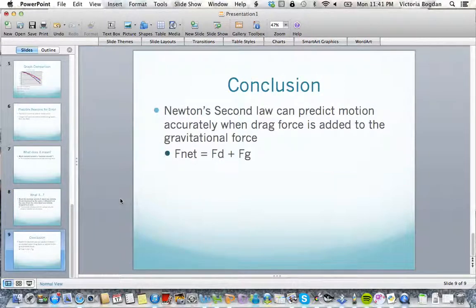In conclusion, Newton's second law can predict motion accurately when drag force is added to the gravitational force, as shown here.